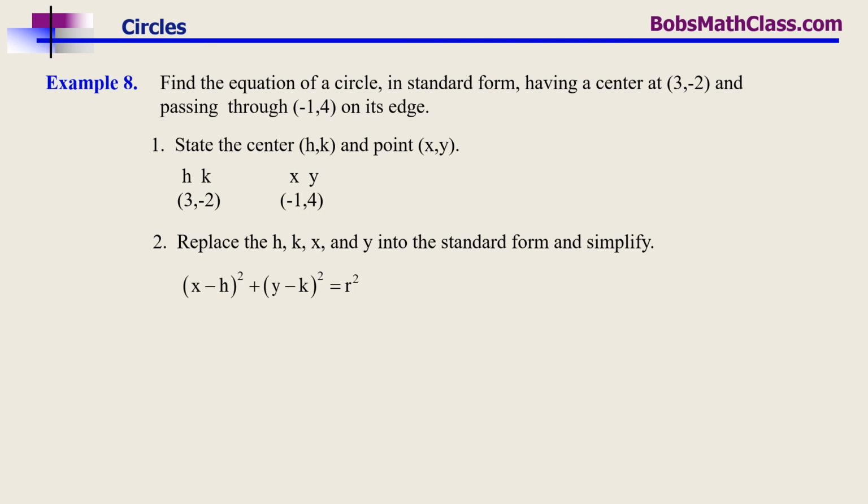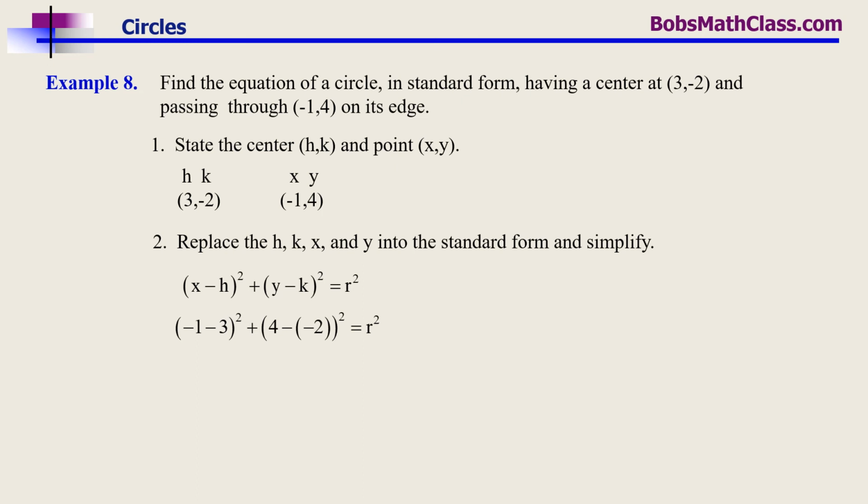Okay, it says x minus h, so our x is -1, and our h is 3, so it's going to be (-1 - 3) squared. Same thing with the y and k: (4 - (-2)) squared. The only one we don't have is the r, and that's okay, that's what we're looking for. We're looking for the r squared.